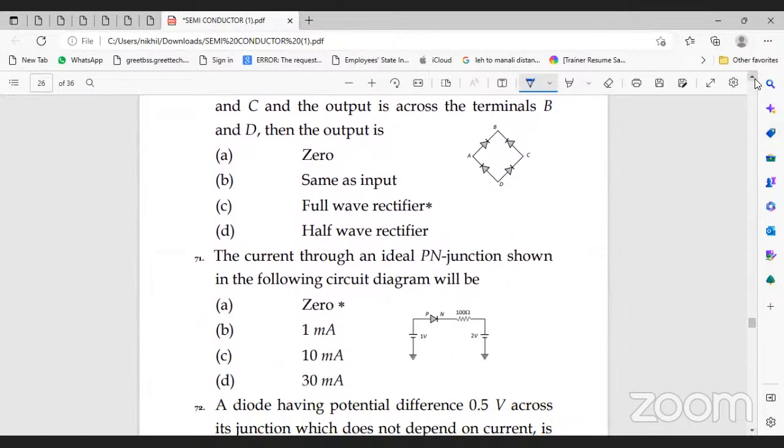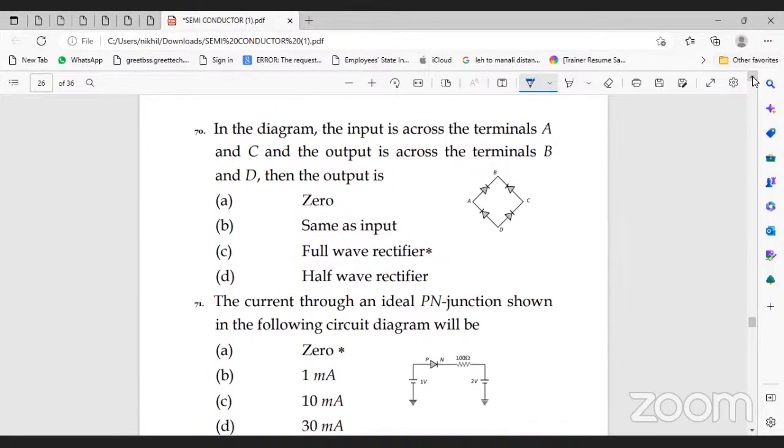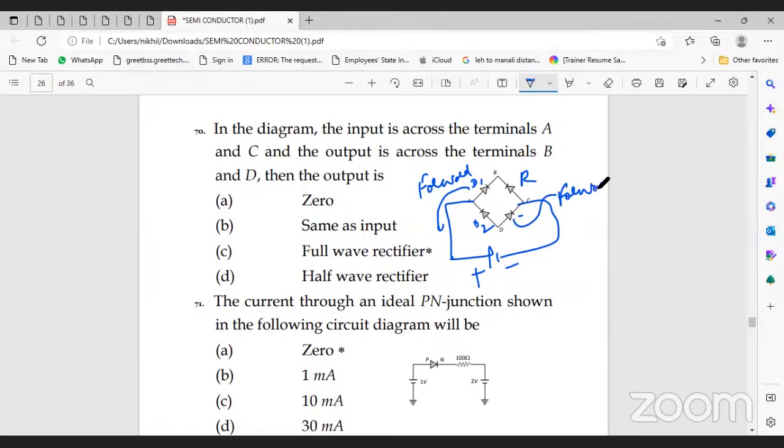Look at the circuit. Can you tell me which will be the circuit? When you apply the voltage in the case of A and C, this is positive. This is diode D1. This is diode D2. For positive, this D1 will become forward bias, but D2 will not conduct. Coming to this side, negative terminal, this P is connected to negative, so this is reverse bias, but this N is connected to negative, this will become forward bias.